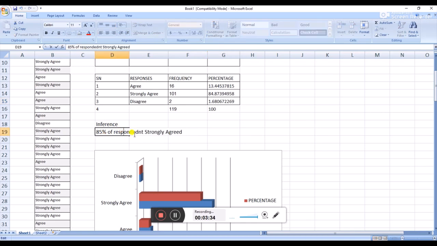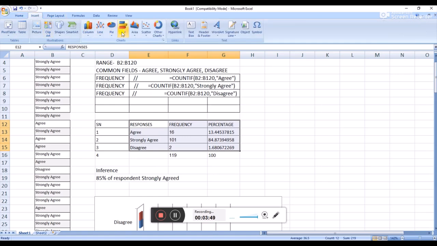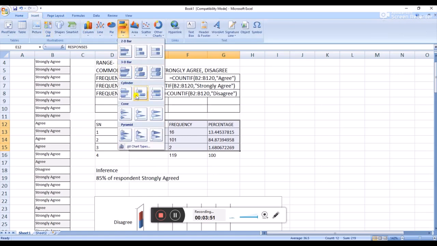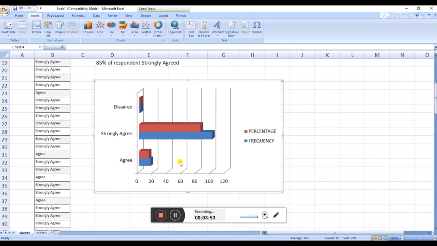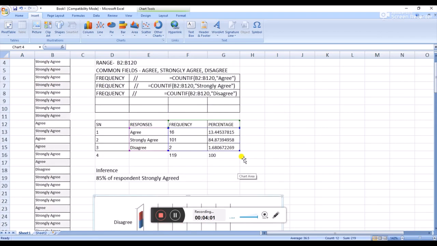So 85% responded by accepting the word strongly agree, depending on what you're searching for. I then plotted a graph on this. How did I plot the graph? I just highlighted this, then I went to insert, then I chose my chart. So just click on it, and I have something here. You can see that strongly agree has the highest percentage. So this is one way that we can really use this function.